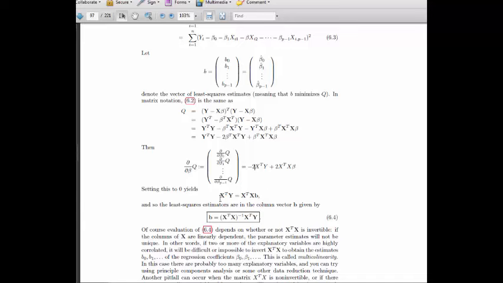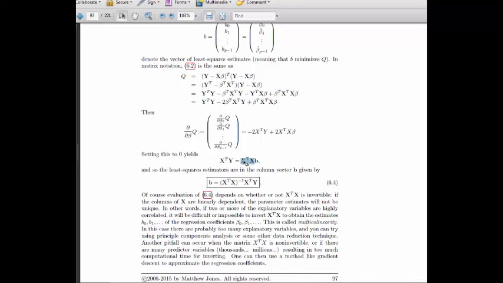Now, if you can take the inverse of this matrix, this is where it boils down to. If you can invert X transpose X, then you get b equals X transpose X inverse times X transpose times y. This matrix multiplication step will give you your least squares coefficient estimates.